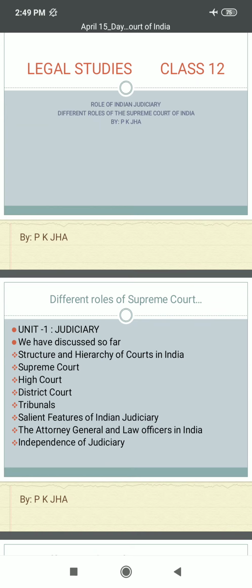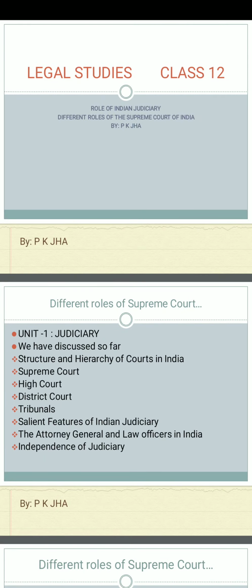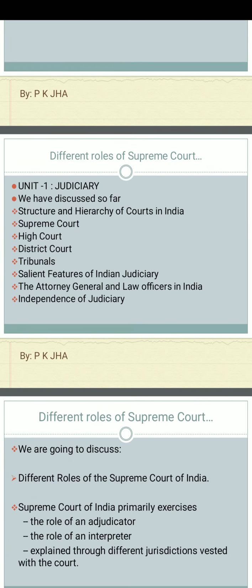We have discussed the Supreme Court of India. We discussed the High Courts of India. We discussed the District Court and Lower Courts of India. Municipal Courts of India we discussed. We discussed tribunals, and then the salient features of our judiciary and the legal officers, the first law officer of our country, the attorney general, and other law officers. Like in a state, in a province, we do have the advocate general as well.